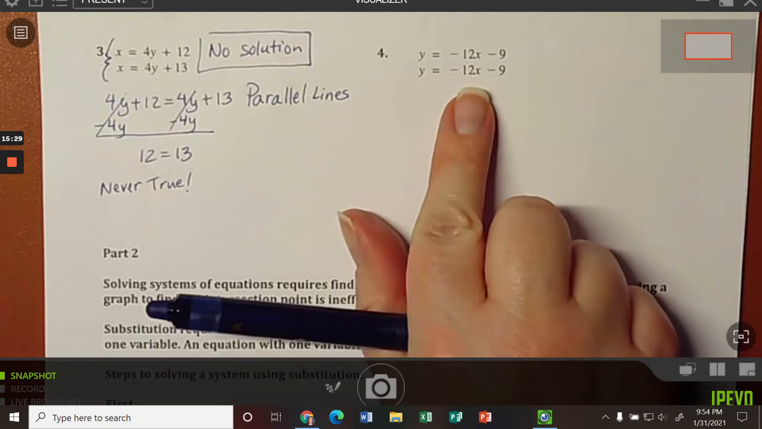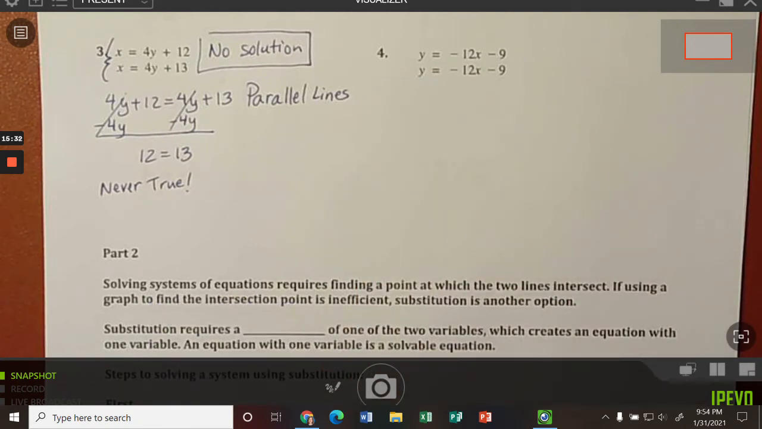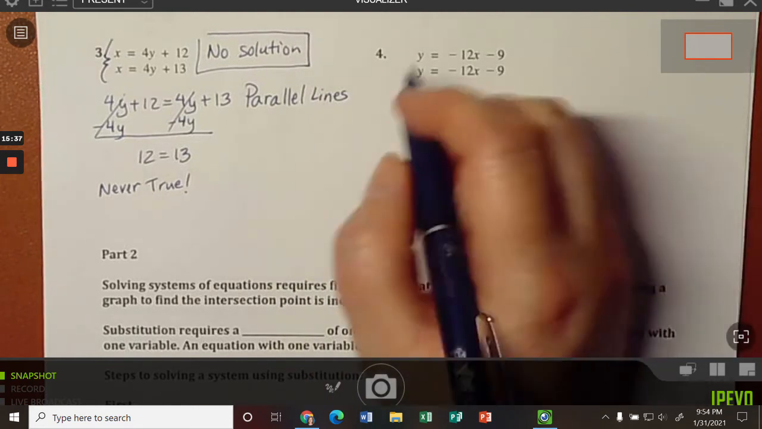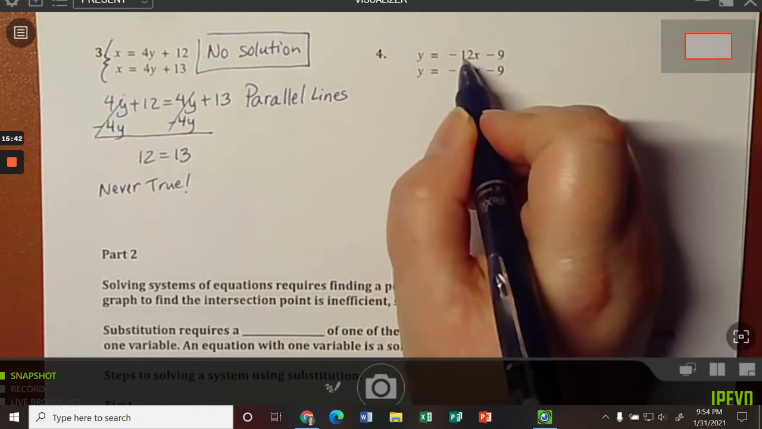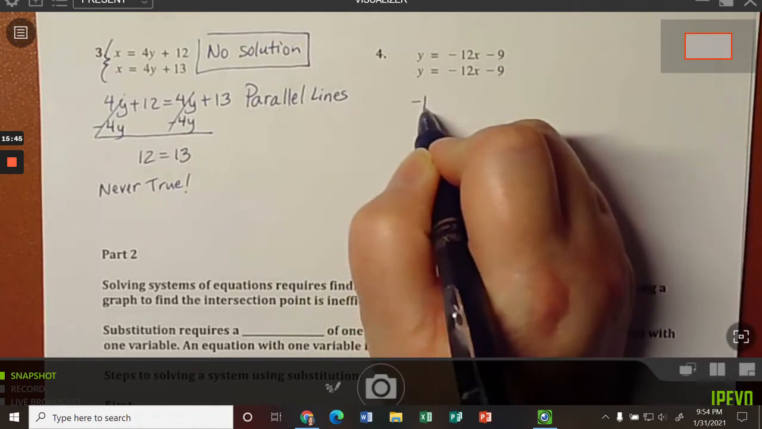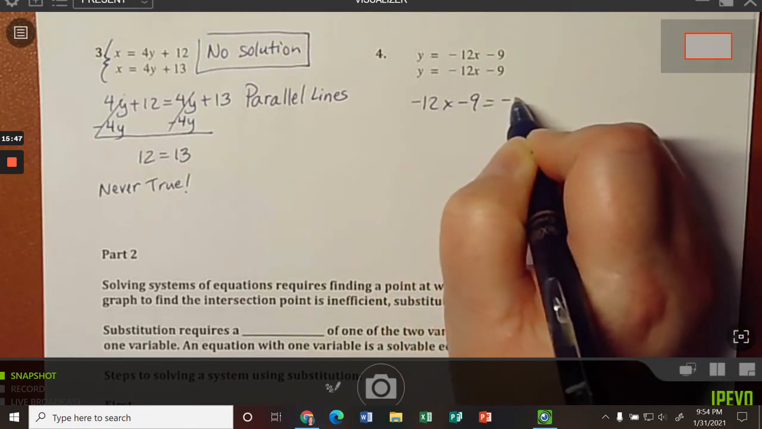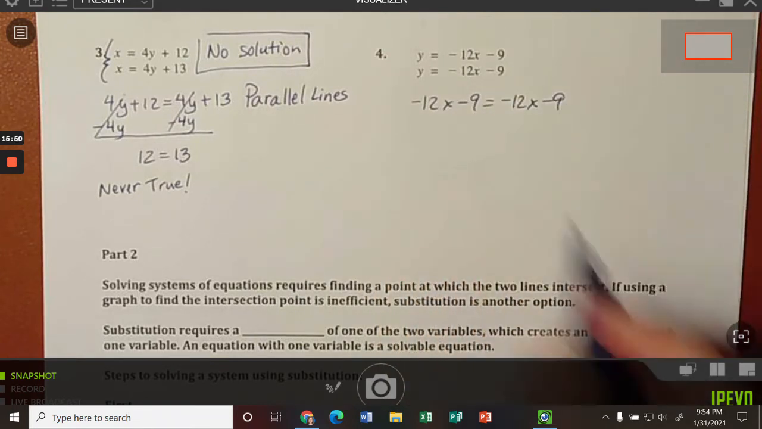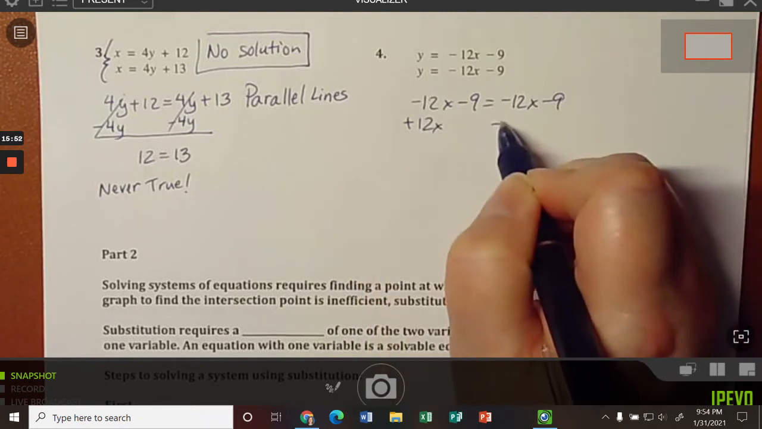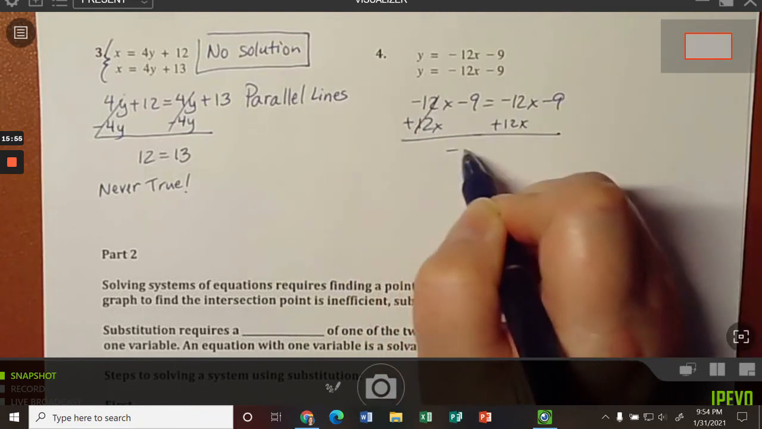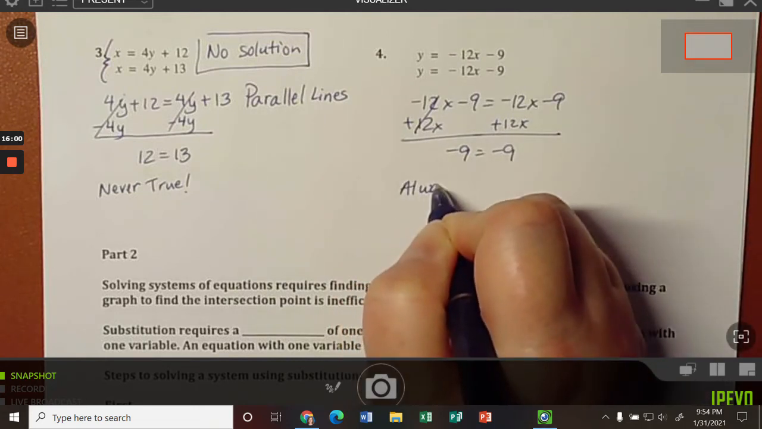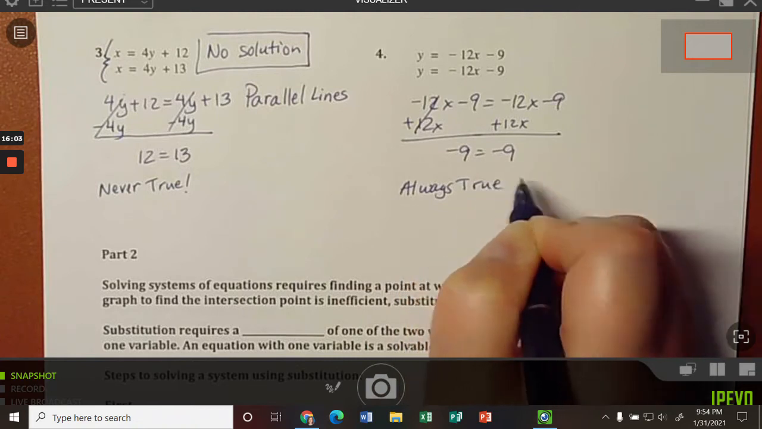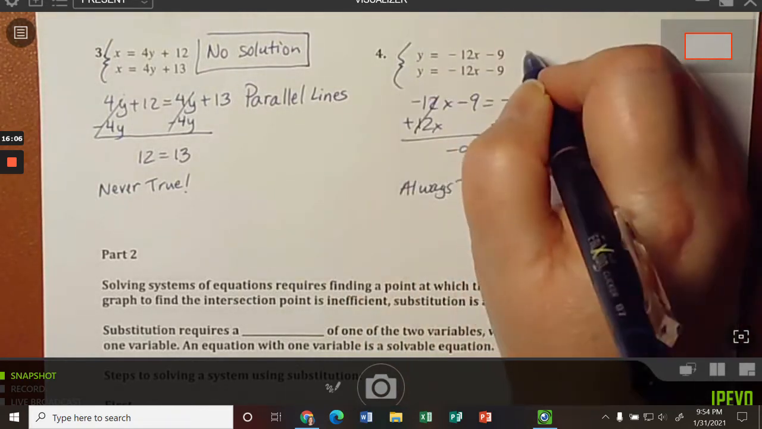And then when we look at this special case, we can see that these are the same line, and the same two lines will obviously intersect everywhere. Okay, so if we went ahead and tried to solve this with simple substitution, we would end up with negative 12x minus 9 equals negative 12x minus 9. And then when we added 12 to each side, we would get negative 9 equals negative 9. Okay, well, that's always true. Okay, and if it's always true, it has infinitely many solutions.